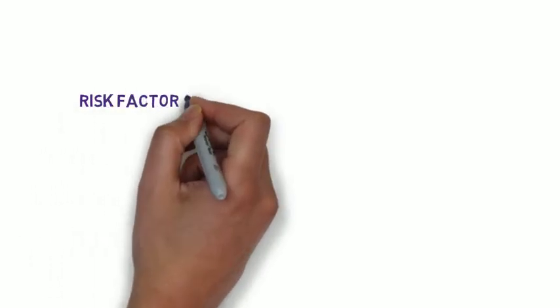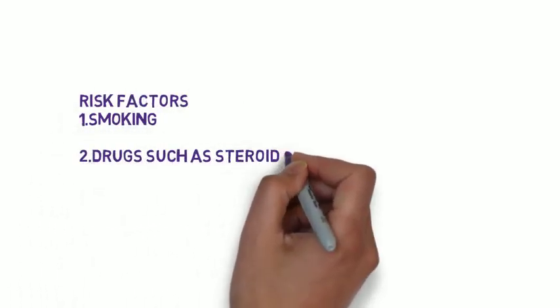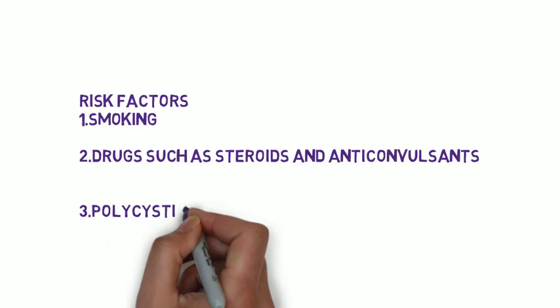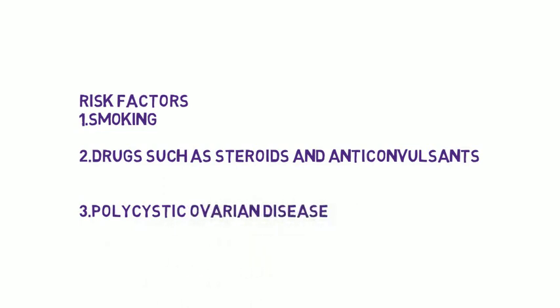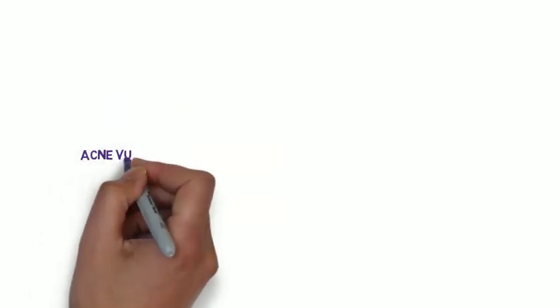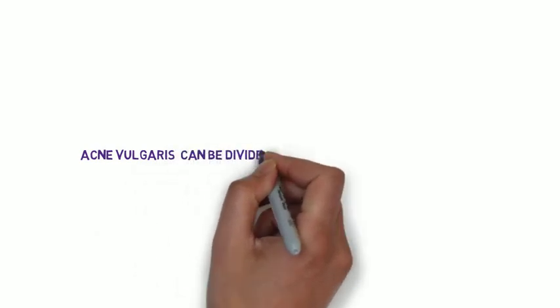When taking a history from someone who has acne, it is important to look for risk factors which may have caused acne, such as smoking, drugs such as steroids and anticonvulsants, and symptoms of a disorder known as polycystic ovarian disease. Acne vulgaris can be divided into mild, moderate, and severe.